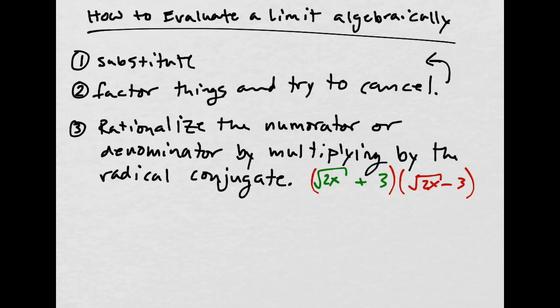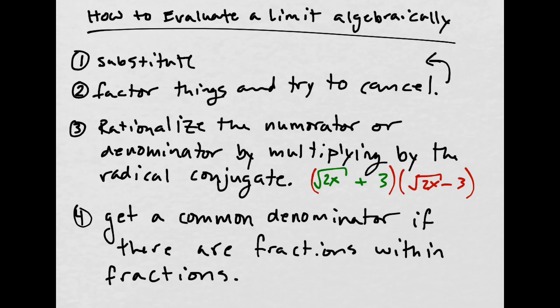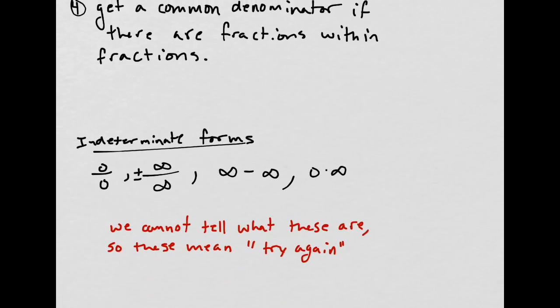What if you can't rationalize? Number 4: you can try to get a common denominator if there are fractions within fractions. So there you go. Get a common denominator if there are fractions within fractions. And those are the steps that you've got to follow. Maybe it's good to remember these. I think so. It's good to remember all this stuff, but these especially.